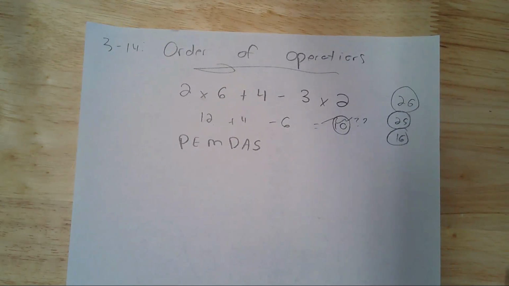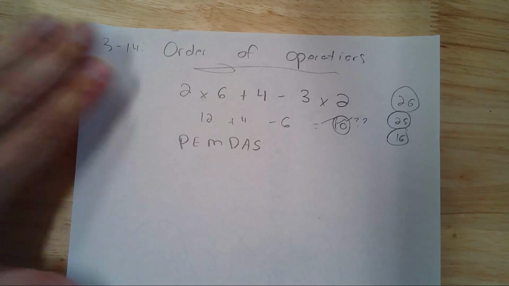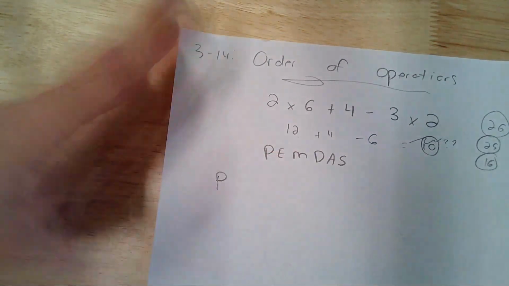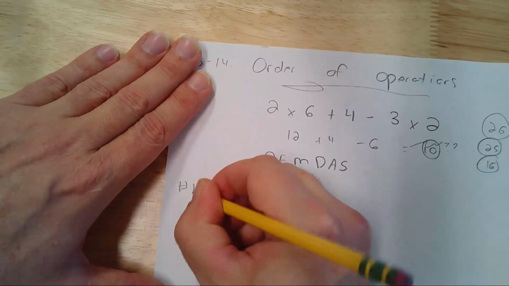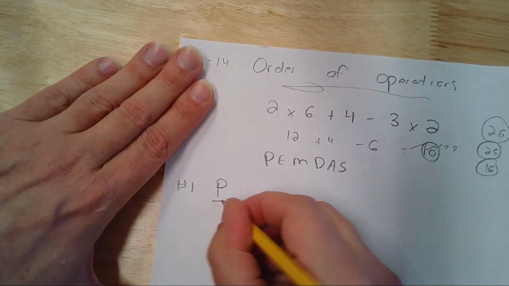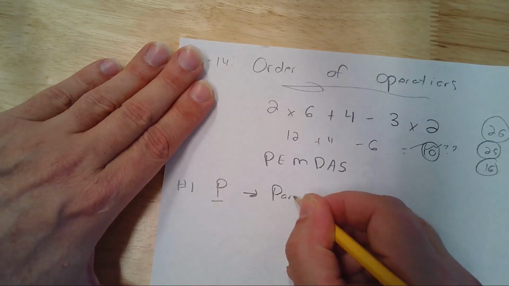However you want to remember it, that's fine. But basically, there are 6 letters here, but there are actually 4 levels to it. The levels are the order you have to deal with things. Starting with the P, that's the first thing you always deal with. Number 1, the P stands for parentheses.